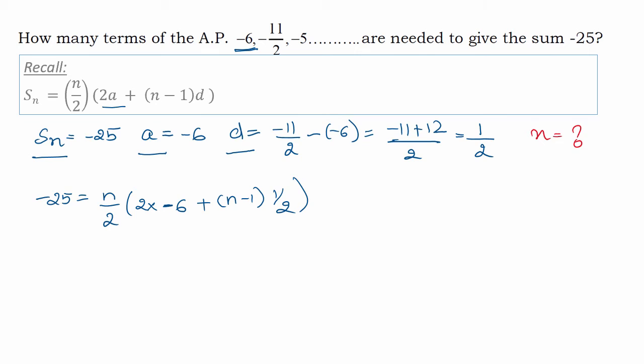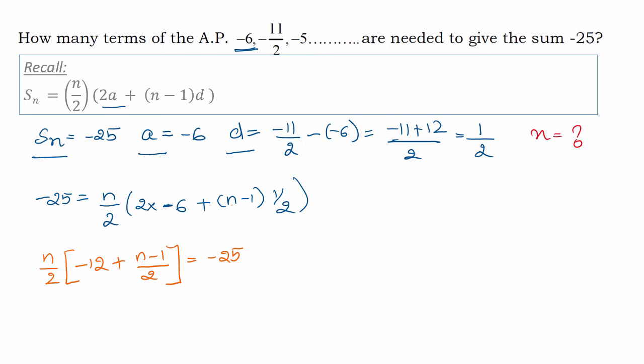Let us move the left hand side and right hand side. Changing the color, we get n divided by 2 multiplied by (2 times -6 is -12 plus (n minus 1) divided by 2). Okay? So that equals -25.